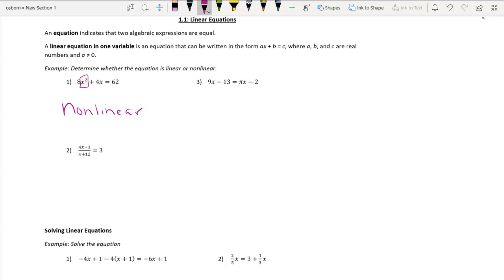Now if we look at the second example right below, we have 4x minus 1 over x plus 12 is equal to 3. Now this is another example of a nonlinear equation. The reason why this one is nonlinear is because it has a restriction on your x term. So for this one, x cannot equal negative 12 because it would make your denominator equal to 0. And anytime you have a restriction like this, it would be nonlinear.